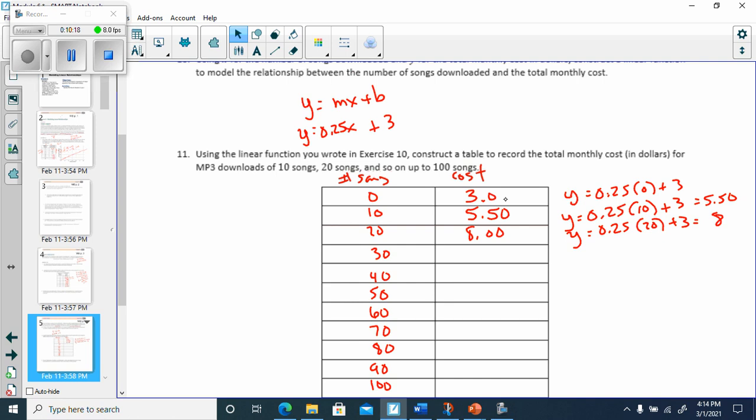Alright, well, what are we adding each time? Because these are the same, we've got the same pattern as before. We're adding $2.50 each time, right? So that would be $10.50. Add $2.50, you get $13. Add $2.50, you get $15.50. Add $2.50, it's $18. Add $2.50, it's $20.50. Add $2.50, that's $23. Add $2.50, that's $25.50. Add $2.50, that's $28.